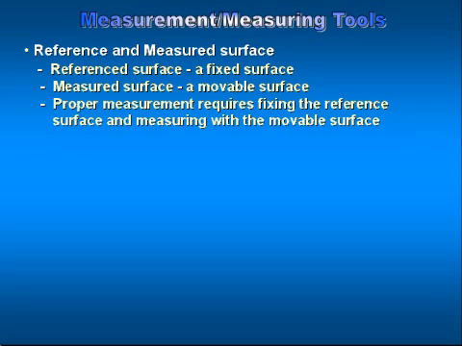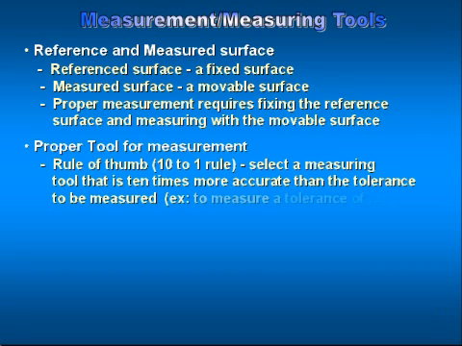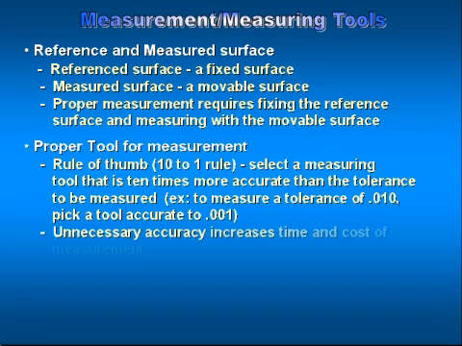Also remember, choose the proper tool for measurement. A rule of thumb is a 10-to-1 rule. Select a measuring tool that is 10 times more accurate than the tolerance to be measured. For example, to measure a tolerance of 0.010, pick a tool accurate to 0.001. Remember, unnecessary accuracy increases time and cost of measurement.